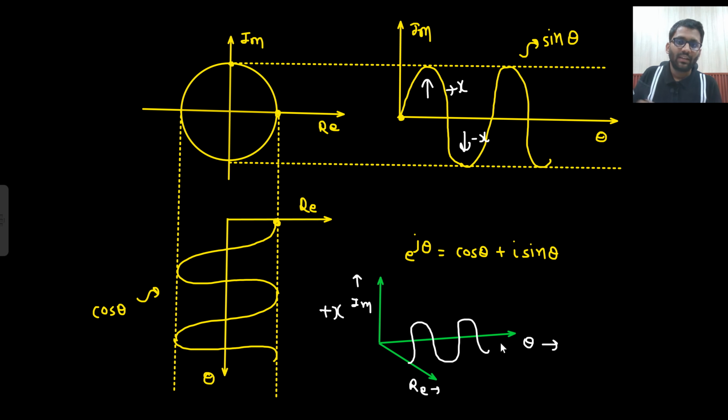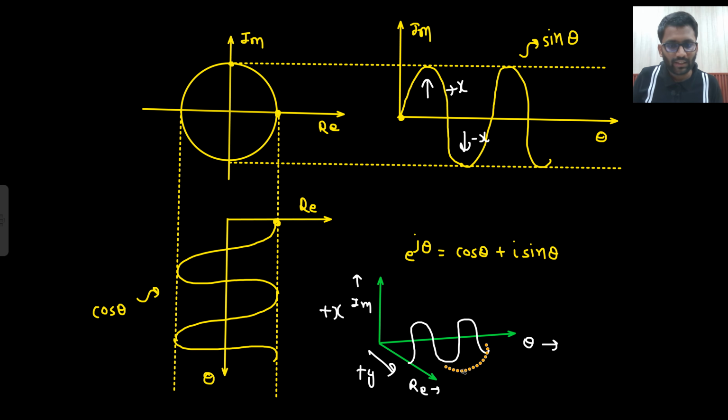There are 3 axes: imaginary, real and theta. So along theta my sine is running, along theta only my cos is running, but the amplitude of sine is running in the imaginary axis, plus imaginary minus imaginary, and the amplitude of cos is running in plus real and minus real. If I call this plus y, then this amplitude is along plus y and this amplitude is along minus y. Are you able to visualize now? Okay, is that visualization clear to you?